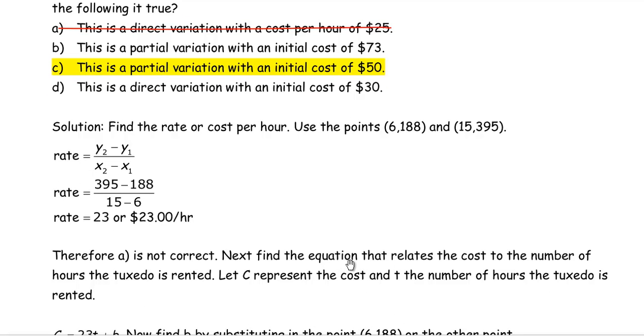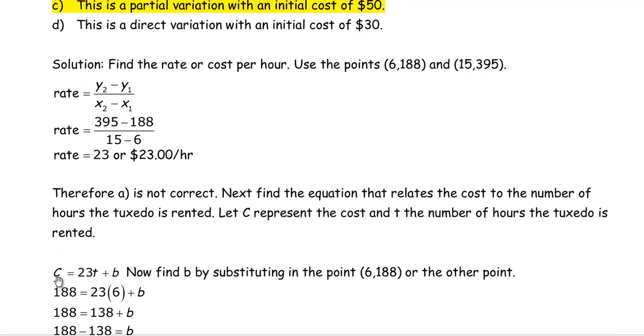So next, we're going to find the equation that relates the cost to the number of hours the tuxedo is rented. We're going to call C the cost and T the number of hours, the time the tuxedo is actually rented. This is very similar to y equals mx plus b, but instead of y, I'm calling C the dependent variable, the cost. And I'm not using x here, I'm calling T the number of hours. The rate was 23, so 23 gets multiplied by the number of hours. And I want to find the b value, the fixed amount or the initial amount, and it could be 0. I don't know yet whether it's a partial variation or a direct variation.